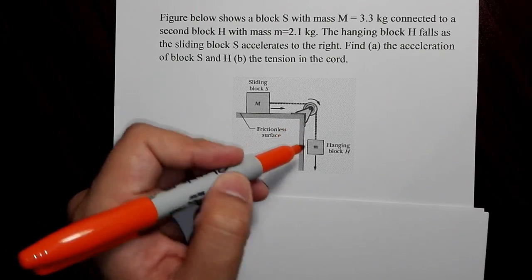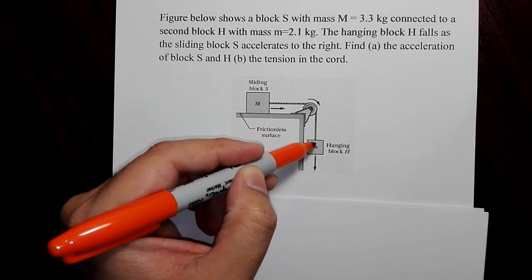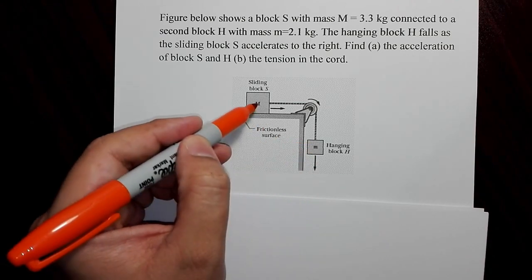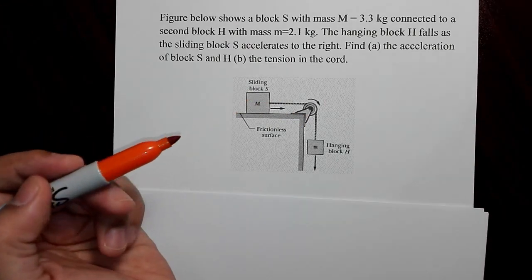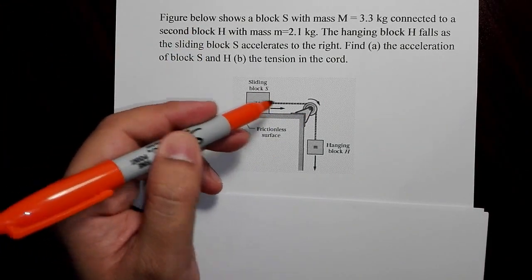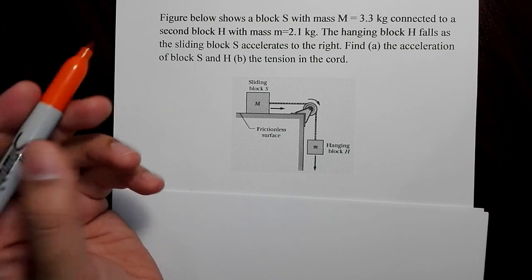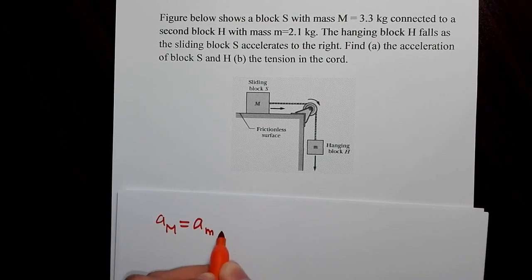The reason is that if this block moves a distance, let's say 1 centimeter, this will also move a distance of 1 centimeter in the same time. So if the string is not extendable, it's not like a rubber band, then they both will have the same acceleration. So the acceleration of the mass capital M is equal to the acceleration of the mass small m. You can call it just acceleration a.